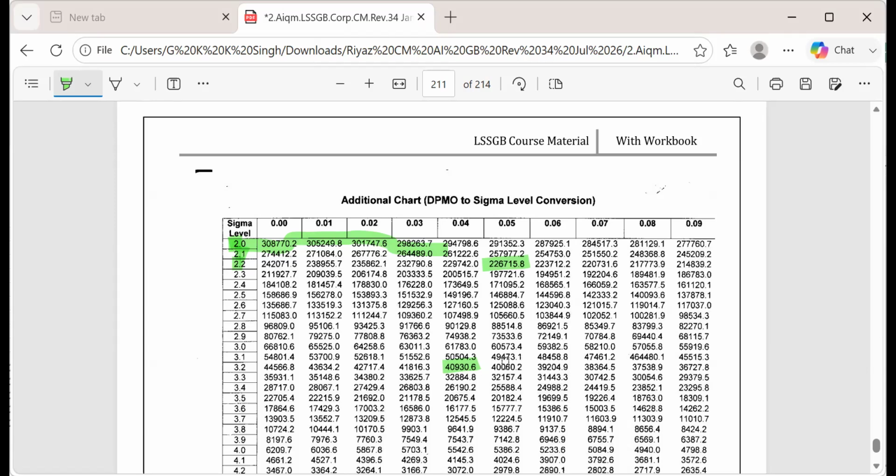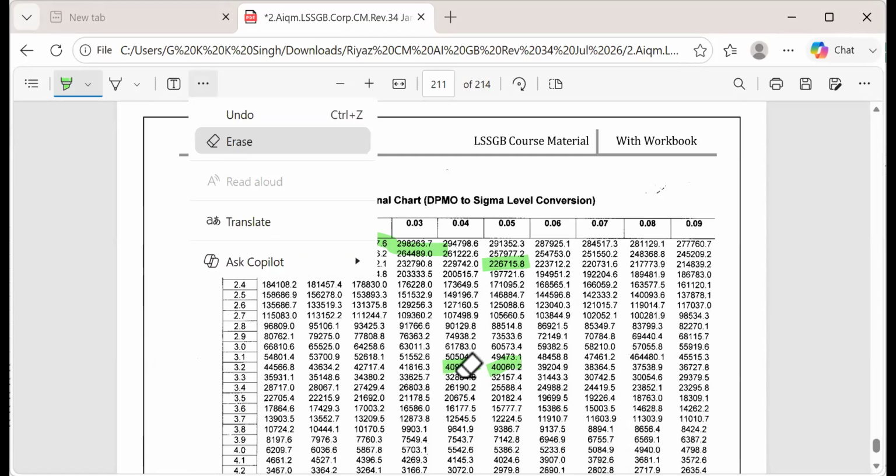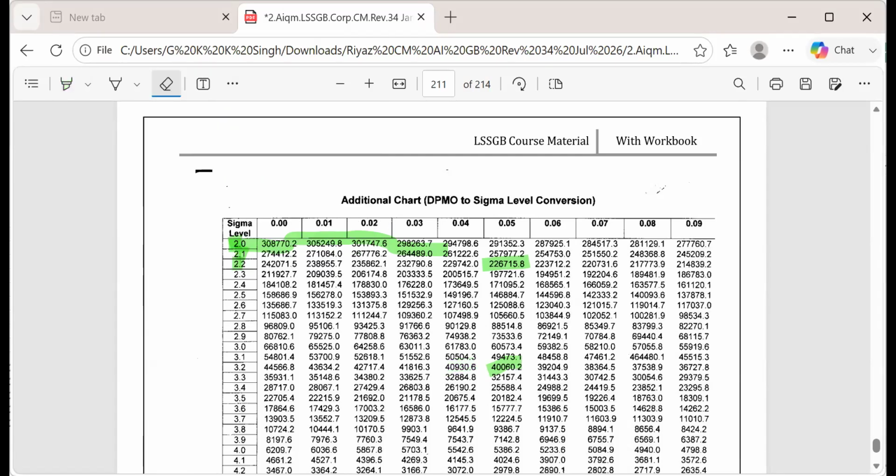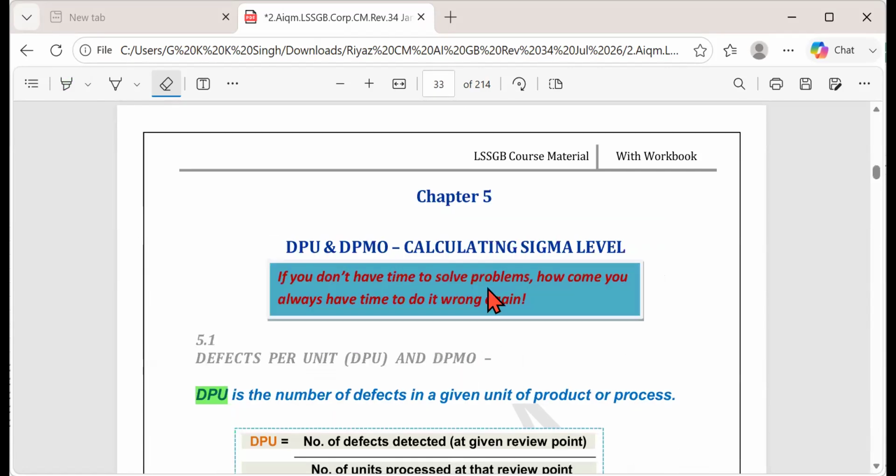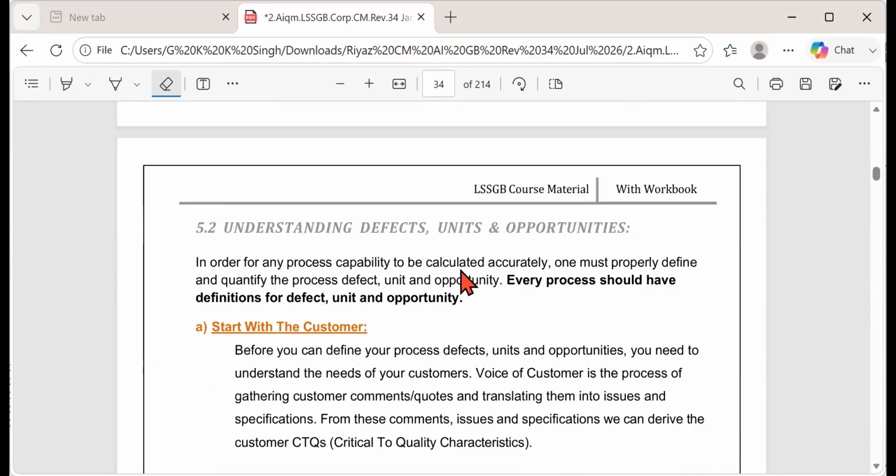3.25. So this is the nearest one. So for the purchase order process, the sigma level is 3.25. Absolutely right. So this is how you will calculate the sigma level for the process.